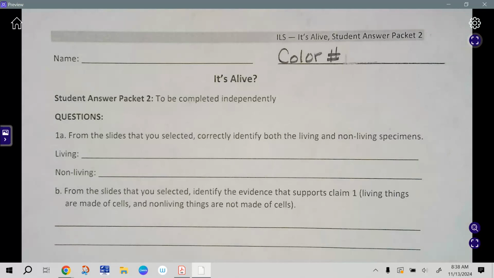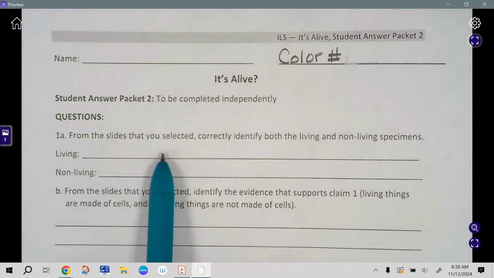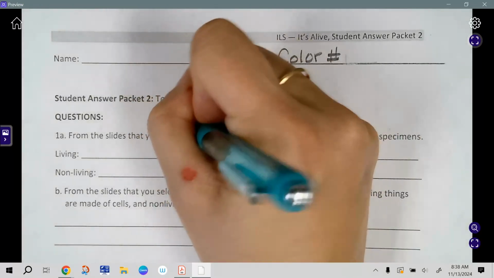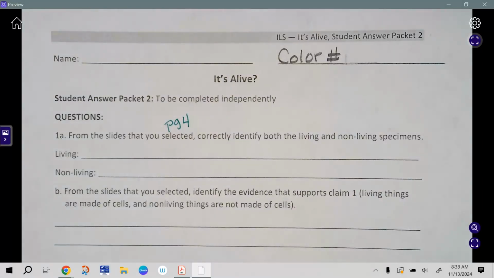So you're going to follow along with me filling in the information, using my sentence starters, and completing your packet along with the video. Let's start with our very first one. It says, from the slides you selected, so these are the ones that are in your chart, in your packet on page 4. So this is page 4 of your initial packet. Correctly identify both the living and non-living specimens.